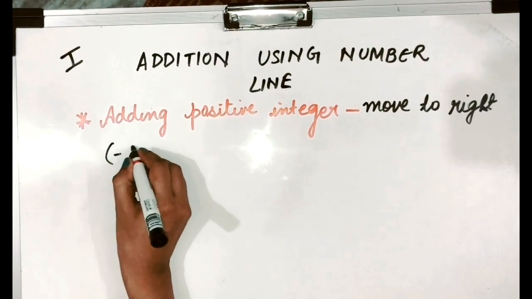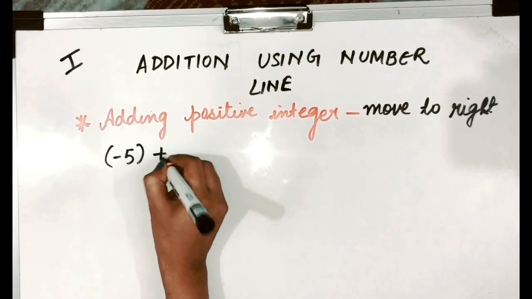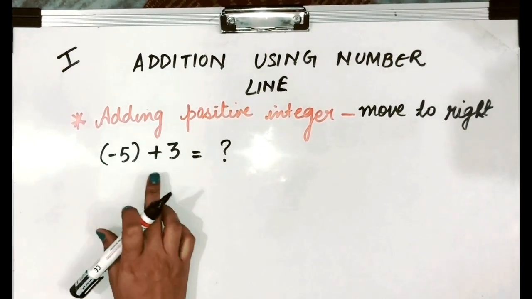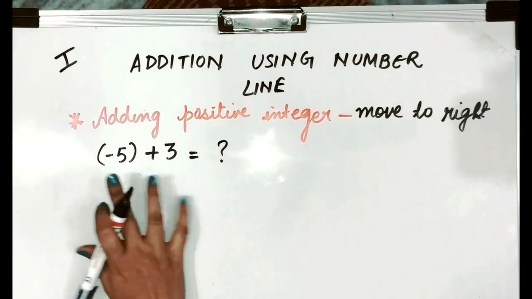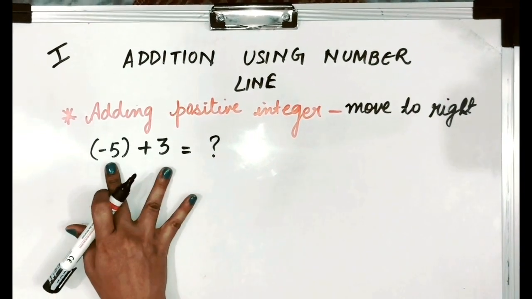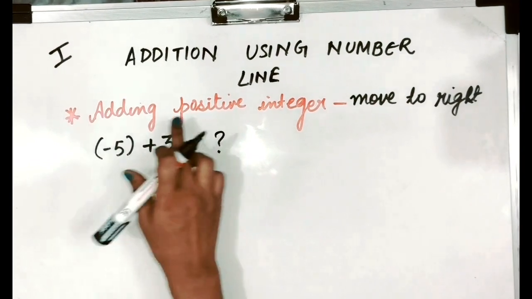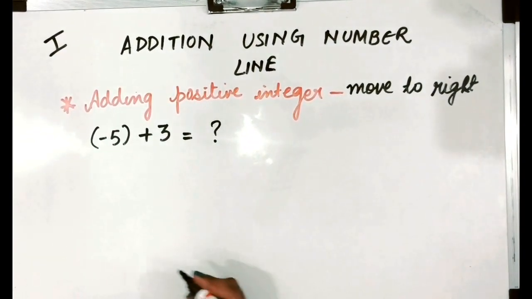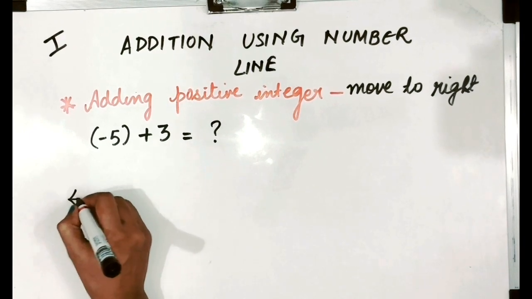For example, the first question is minus 5 plus 3. We can see we are adding two numbers. Though 5 is a minus integer, a negative integer, we are adding both the numbers. So when we are adding a positive integer, we move to the right of the number line. So we'll make a number line.